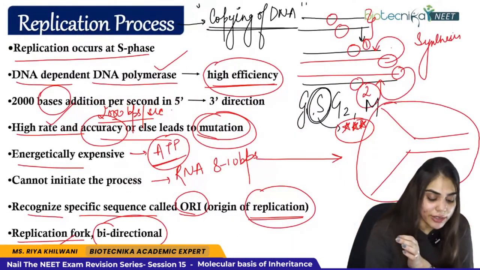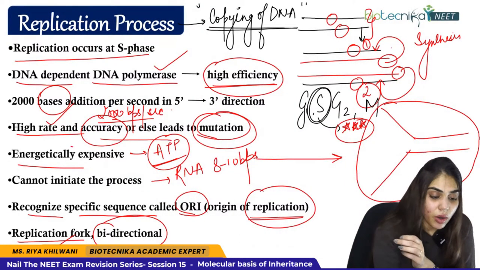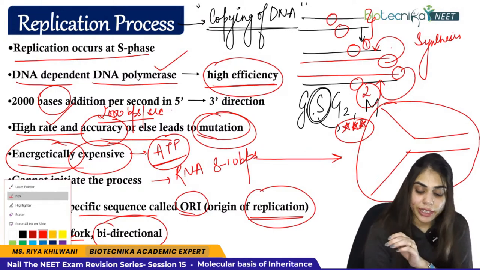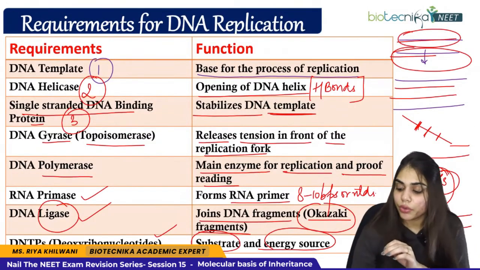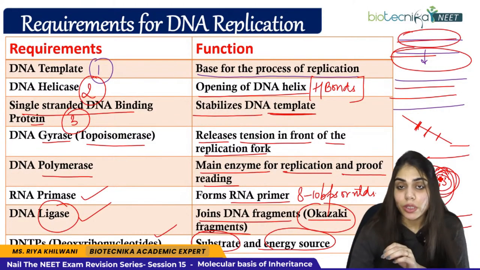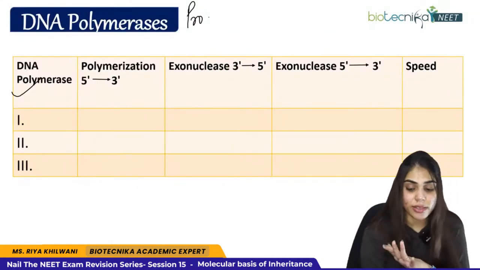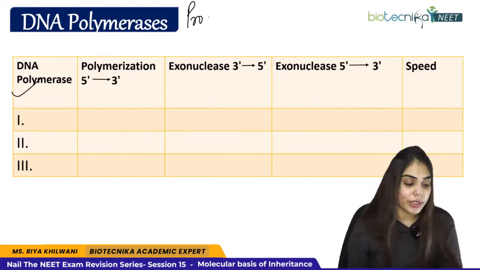Because we have already seen that the DNA replication process is energetically expensive. And from where are we getting this energy? We are getting this energy in the form of ATP from dNTPs. So I'm sure this process is clear to everyone. Now I will go to the DNA polymerases.